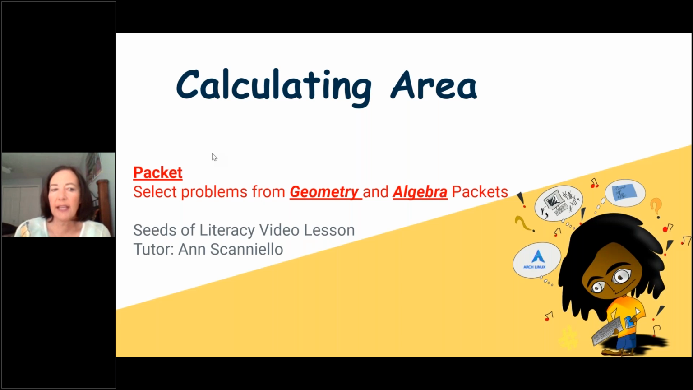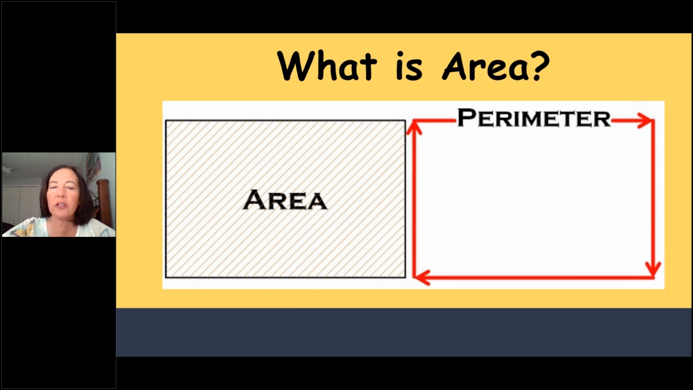The lesson today isn't directly from any of the Seeds of Literacy packets. A good portion of it is from the geometry packet, but all of the geometry and algebra packets have geometry kind of stuck in there for review to continue the other lessons. So these skills should help you with many of those packets. I'll go ahead and get started.